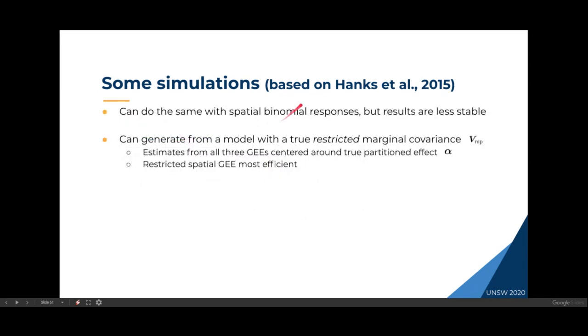You can do the same thing with spatial binomial responses, but the results are slightly less stable, unfortunately. And finally, you can also generate data from a model where the true marginal covariance is a restricted marginal covariance, so it's of the form VRSP. In that situation, the estimates from all three GEs are centered around the true partition effect, and the restricted spatial GE, perhaps not surprisingly, ends up being the most efficient. So you can do the other kind of simulation, whereby you generate from a restricted marginal model, and the results are what you would expect.